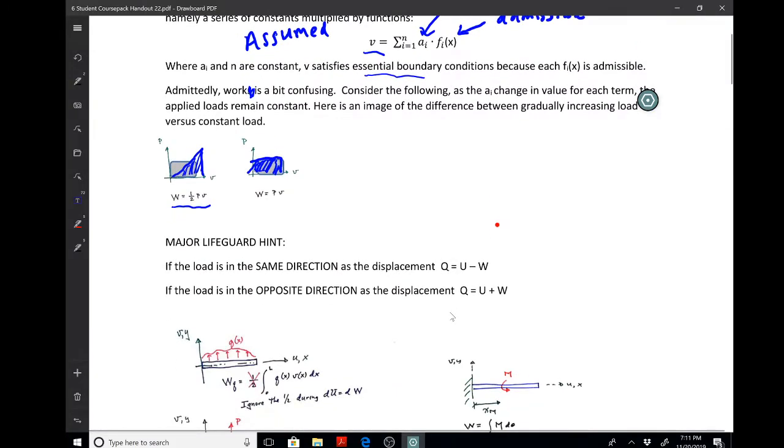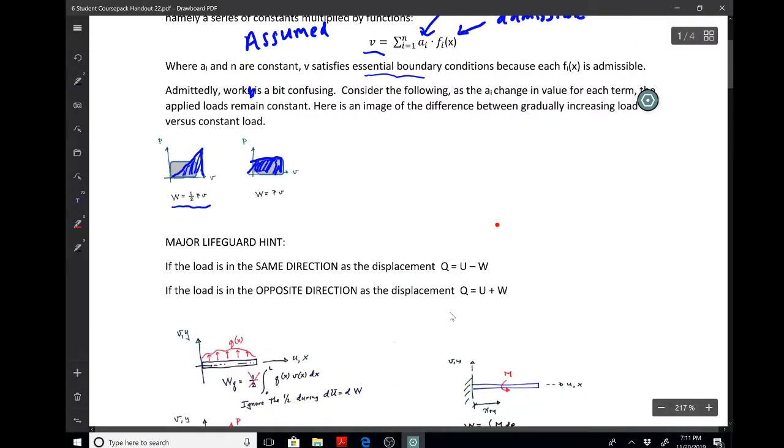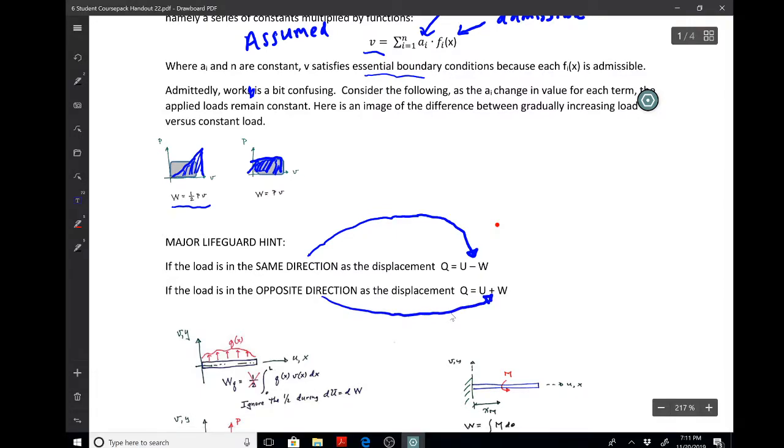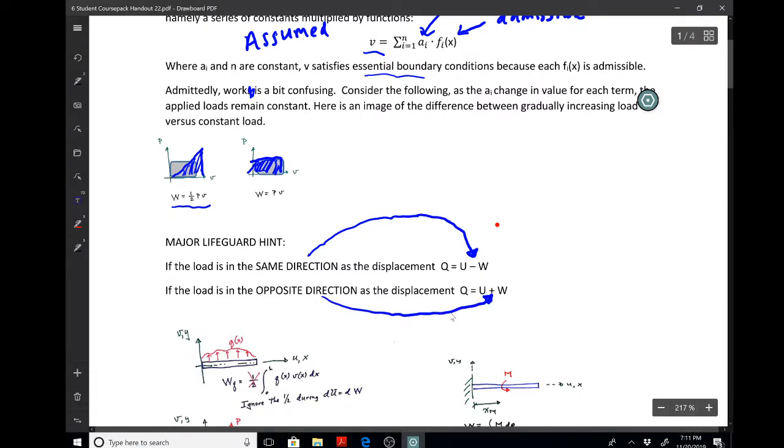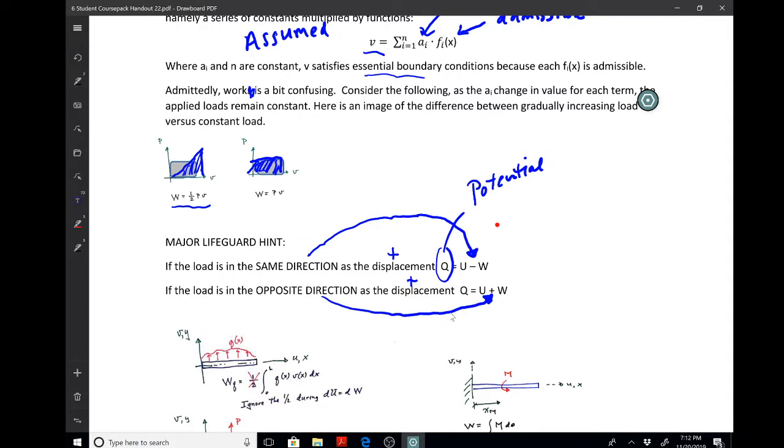Here is the major hint. If the load is in the same direction as the displacement, use a minus sign, and if it's in the opposite direction of the positive displacement, then use the positive sign. What this really is, is potential energy here, and the potential energy increases if you are in opposite directions, and the potential energy decreases if you are applying load in the same direction.